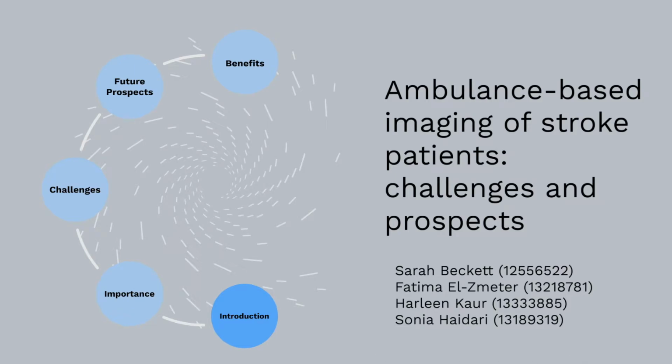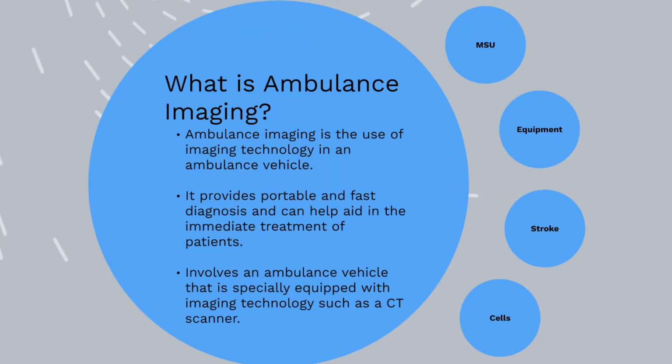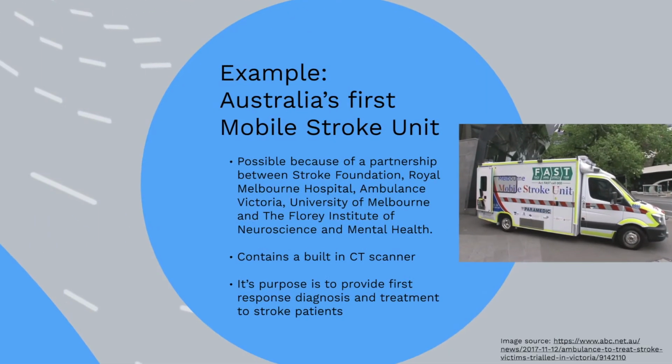First, we will start with a brief introduction explaining what ambulance imaging is. It is the use of medical imaging technology such as CT scanners in ambulance vehicles. Ambulance imaging provides portable and fast diagnosis while also aiding in the immediate treatment of patients. A specific example of ambulance imaging is Australia's first mobile stroke unit, or the MSU for short.